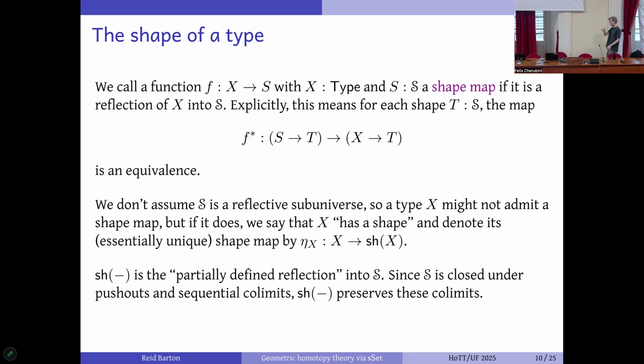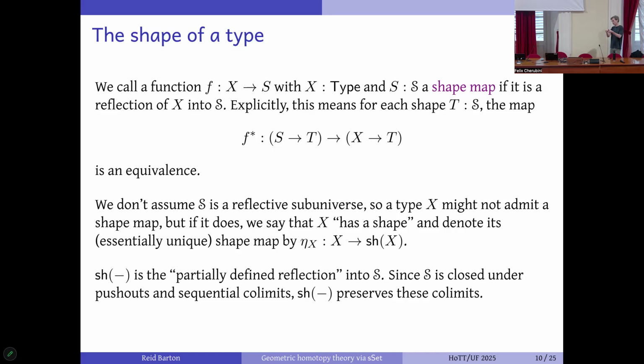So if I have a pushout of types that have shapes, then the pushout will have a shape and it will be the pushout of the shapes, and the same for sequential colimits. And maybe one other important thing about this approach: the shape, because it's given by a reflection into a subuniverse, is sort of automatically functorial in a way that I don't have to construct by hand.